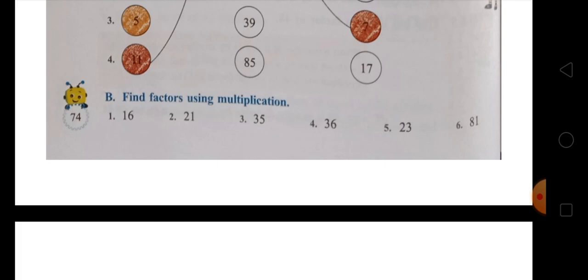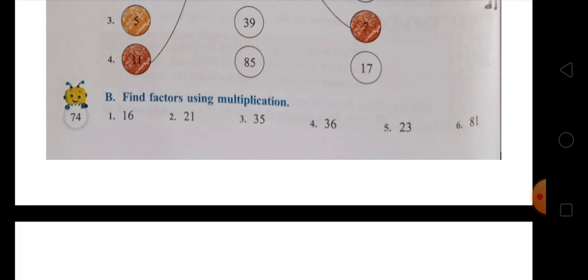Hence 1 will be a factor of 21, and so 1 multiply 21 equal 21, and the next one is 2. 21 is not divisible by 2, hence we have to multiply 3 by 7, that is 3 multiply 7 equal 21, and now there is no number that can divide 21, so the factors of 21 will be 1, 3, 7, 21.